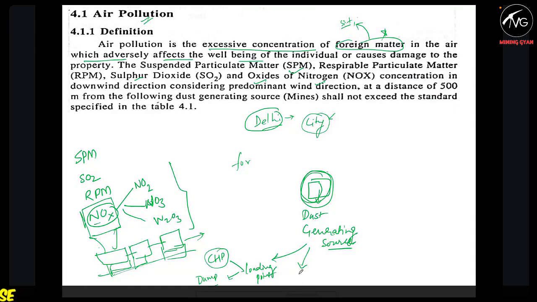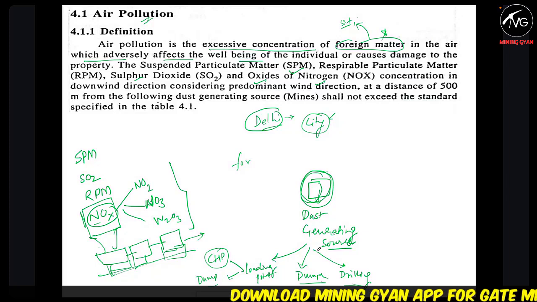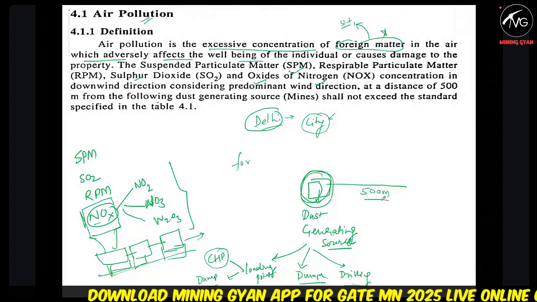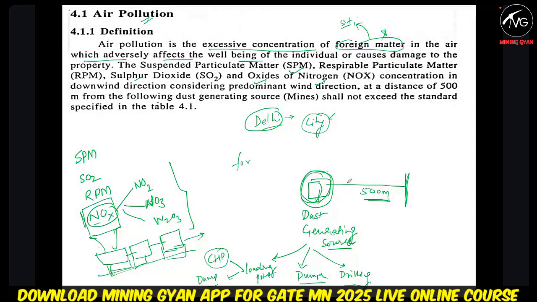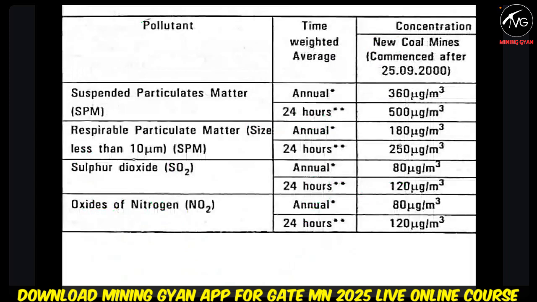Other points where your dumper also generates dust, and drilling, so they are the dust generating sources. From that point to nearly 500 meters, the standard is specified. Which type of standard is specified, we will see in a table. If you can remember that table, it's good for you, so try to remember this table.